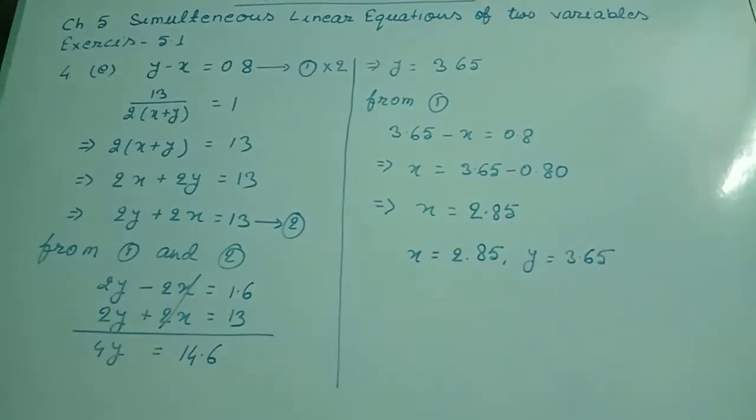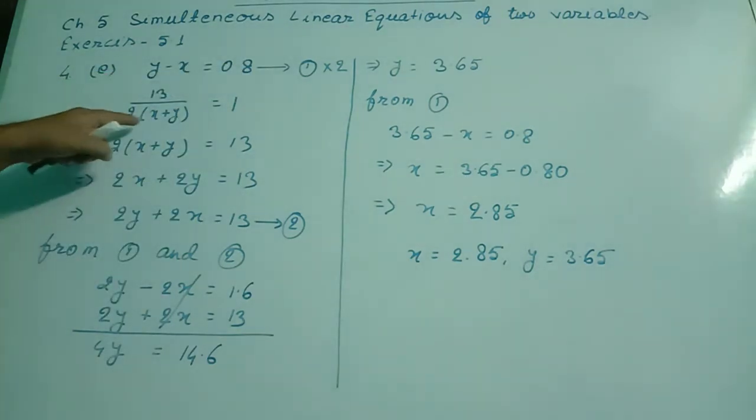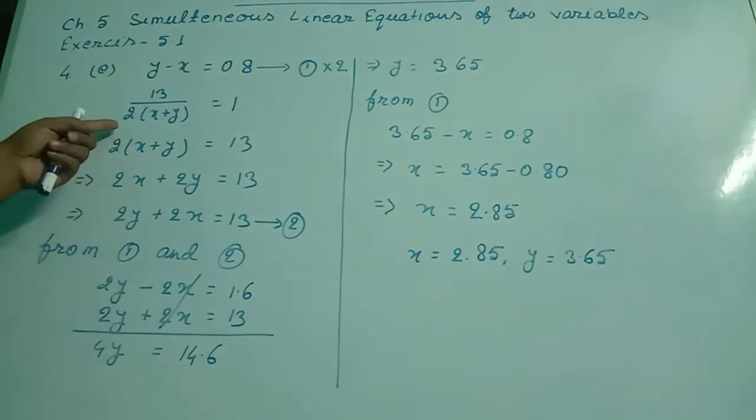Question number 4e. The simultaneous equations are y minus x equal to 0.8 and 13 by 2 into x plus y equal to 1. So I followed this equation to change it into the form of simultaneous linear equations of two variables.